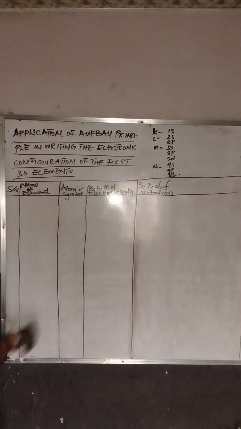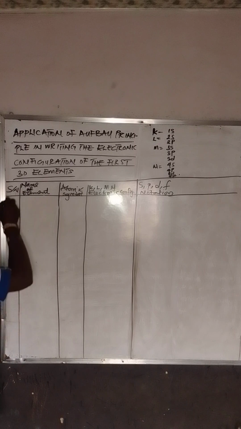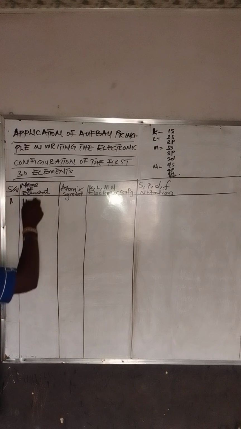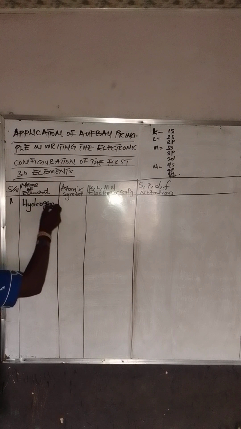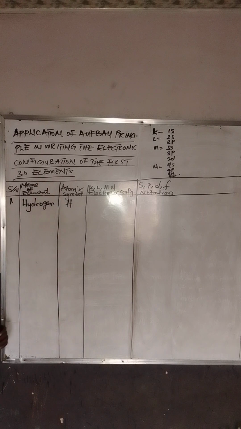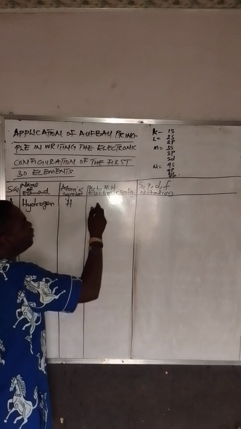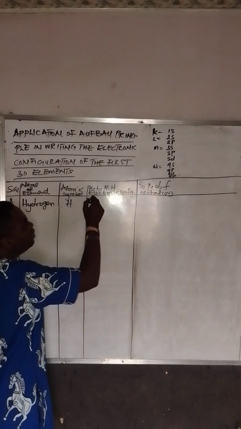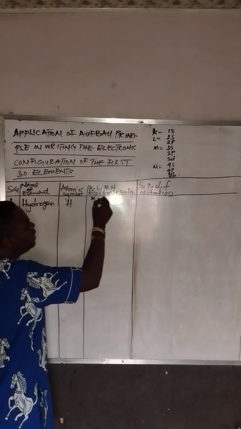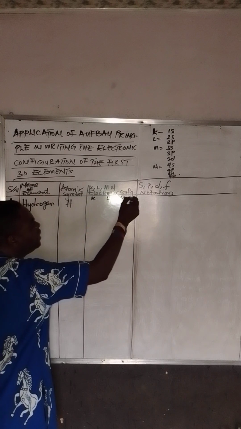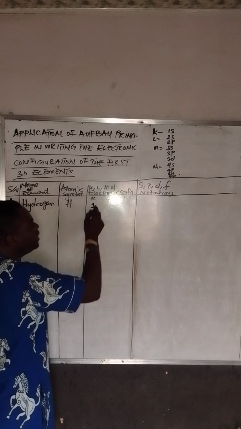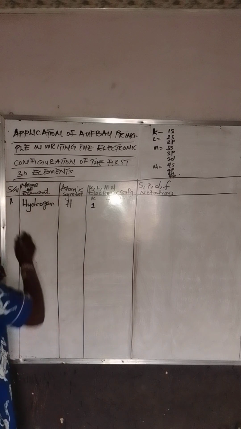Now, we want to look at the application of the Aufbau principle that we have discussed to write the electronic configuration of the first 30 elements. The first element is called hydrogen, and the atomic symbol is H. Don't forget, we did the configuration of hydrogen in the very first video. You have K, L, M and N. Because it has only one electron, that electron fills this place.